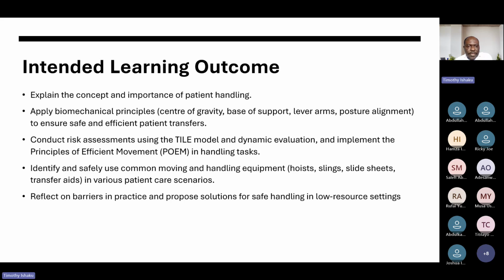We start to identify equipment that will help us in patient handling, some of those common routinely used equipment that will be used in different patient scenarios. And at the end, we will reflect on barriers in the practice and possibly discuss how we can navigate those barriers, especially in our context, in the context of Nigeria in low resource setting.